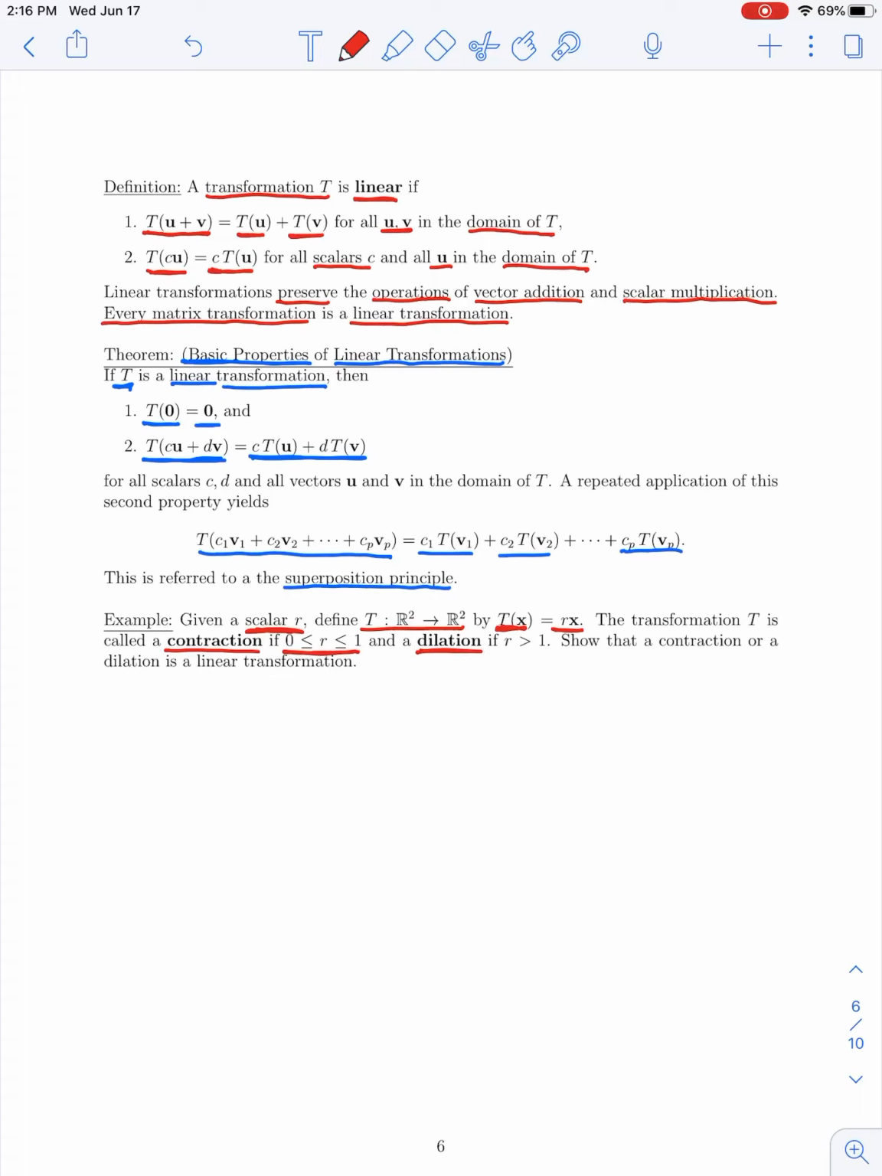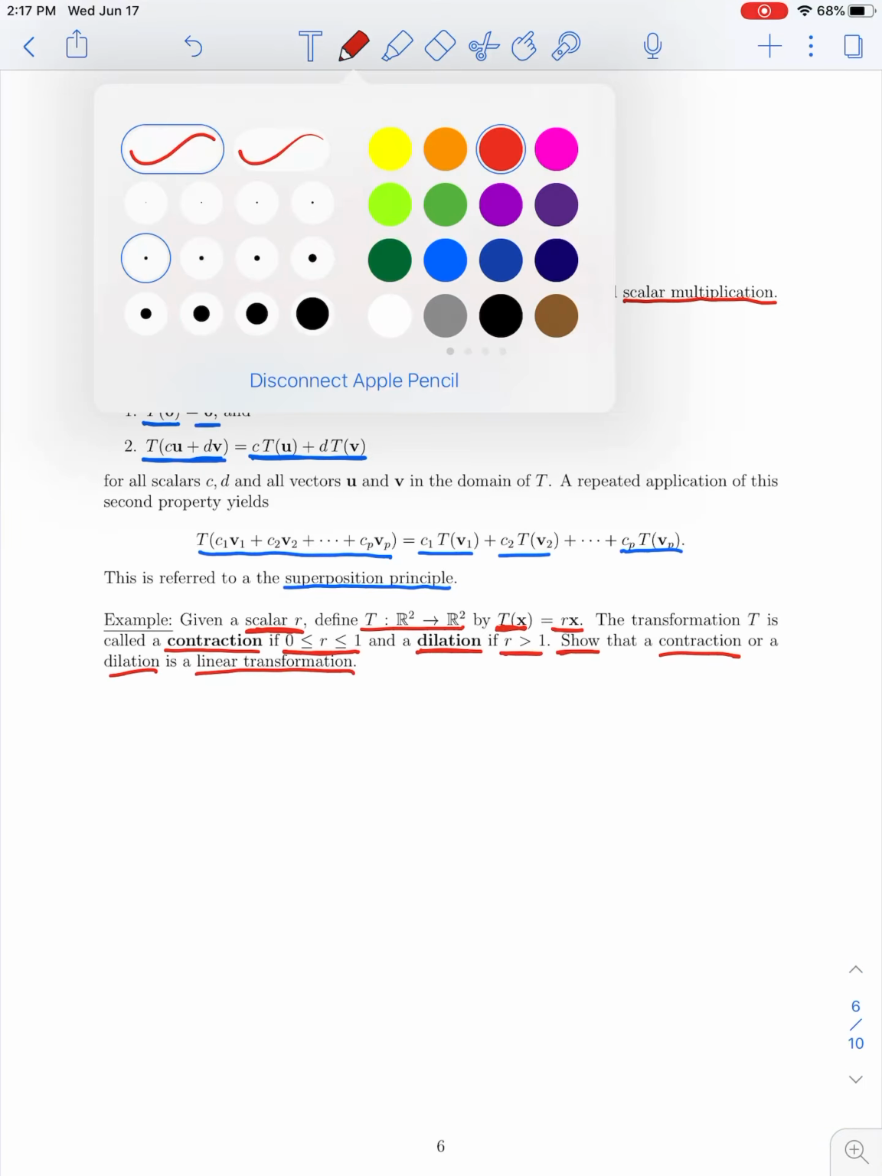And it is called a dilation if the scalar r is greater than 1. So say if we were taking 2 times a vector, we would be looking at a dilation. If we were taking 1/2 of a vector, that would be a contraction. So here we are supposed to show that either a contraction or a dilation is a linear transformation. So recall there's 2 properties that we have to show for a transformation to be linear.